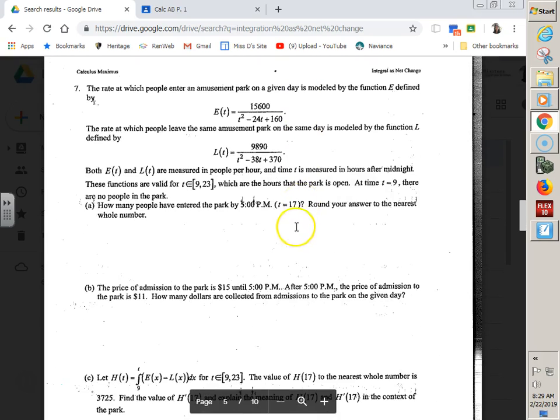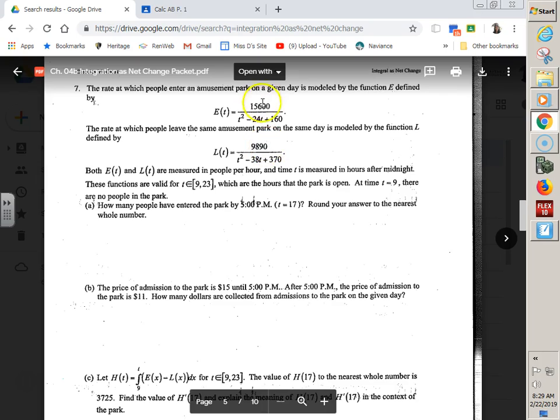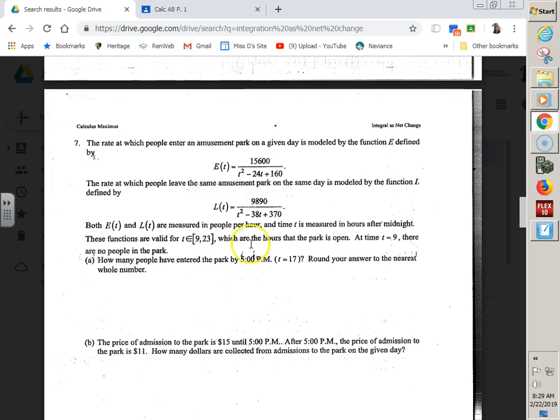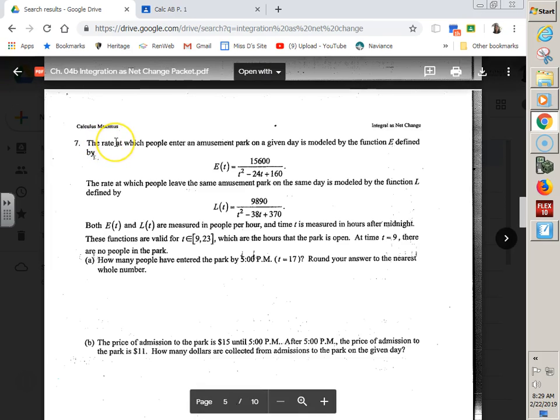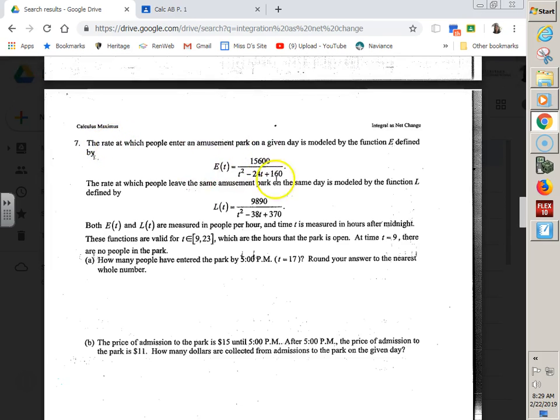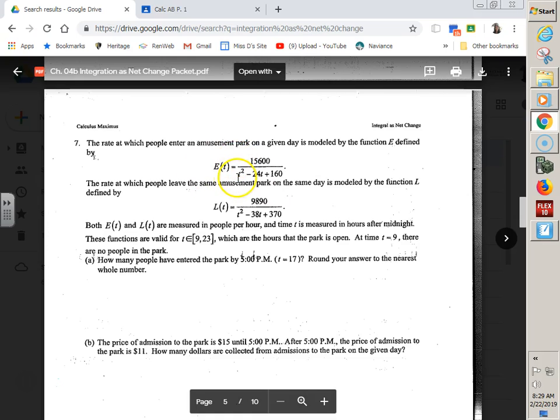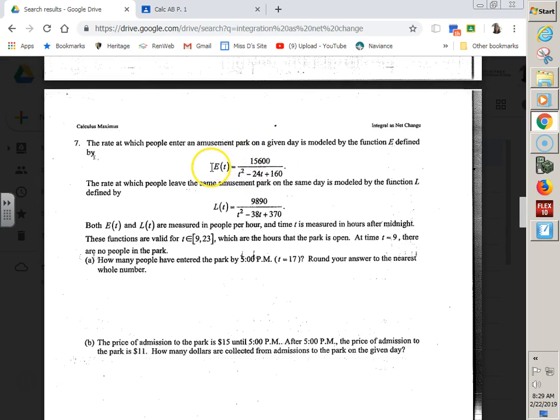How about number 7? What's going on? I'm giving 2 equations. They're kind of nasty. Good thing we can use our calculator. But what else did you guys see? They're both derivatives. Did you guys look and see who is E? There's no prime, but pause. What's the wording say? Rate. So is this a rate already? Yeah, plug in a T and you get, did you guys see the units, people per hour? That'd be a great thing to underline.